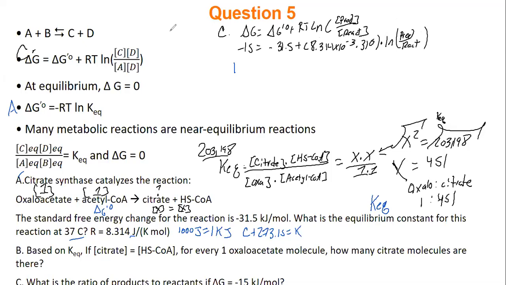We want to get the natural log of products over reactants by itself. So we subtract 31.5 from each side. We're going to do this term first, subtract each side by that. Then we're going to divide each side by RT. And hopefully I did my math right. And you should get 6.402 equals natural log products over reactants.